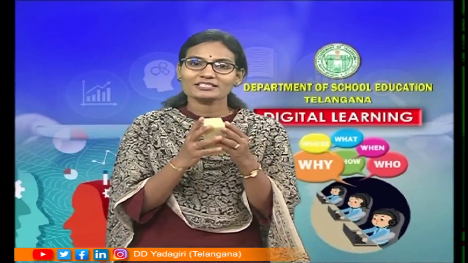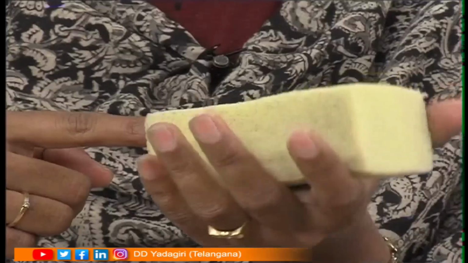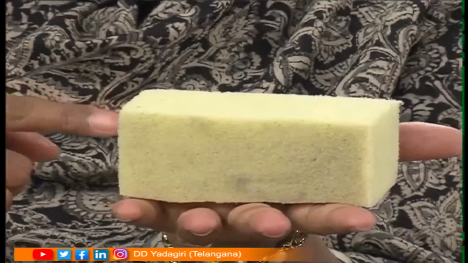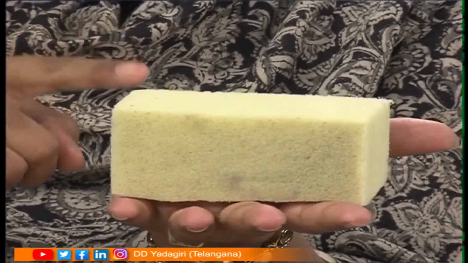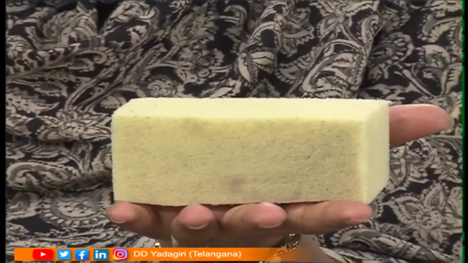And the next example is squeezing a sponge. I am taking this sponge. I am squeezing the sponge. Yes, the dimensions and the shape of the sponge are changed here. But when you release the force, it regains its original state. Means this change is temporary.